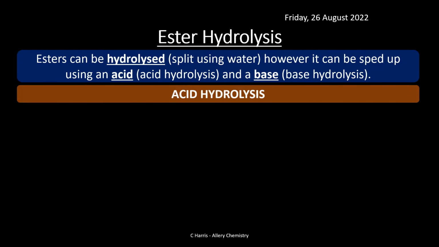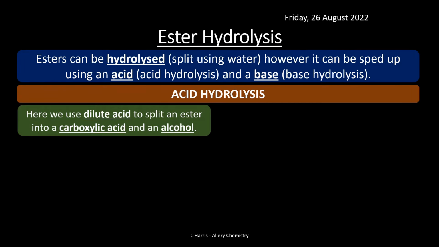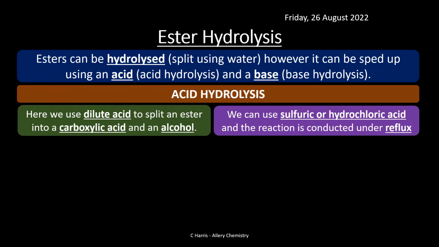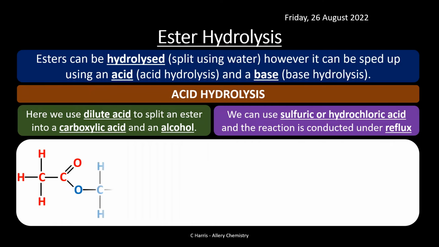So let's look at acid hydrolysis first. So here, we're going to use a dilute acid to split an ester into a carboxylic acid and an alcohol. We can use sulfuric acid or hydrochloric acid, and obviously the reaction is conducted under reflux for this. So let's have a look. We've got our ester here, and again, I've tried to colour code it so you can see the different components from it. Obviously, this is originally from the carboxylic acid. That bit is originally from the alcohol, and we're going to use an acid hydrolysis.